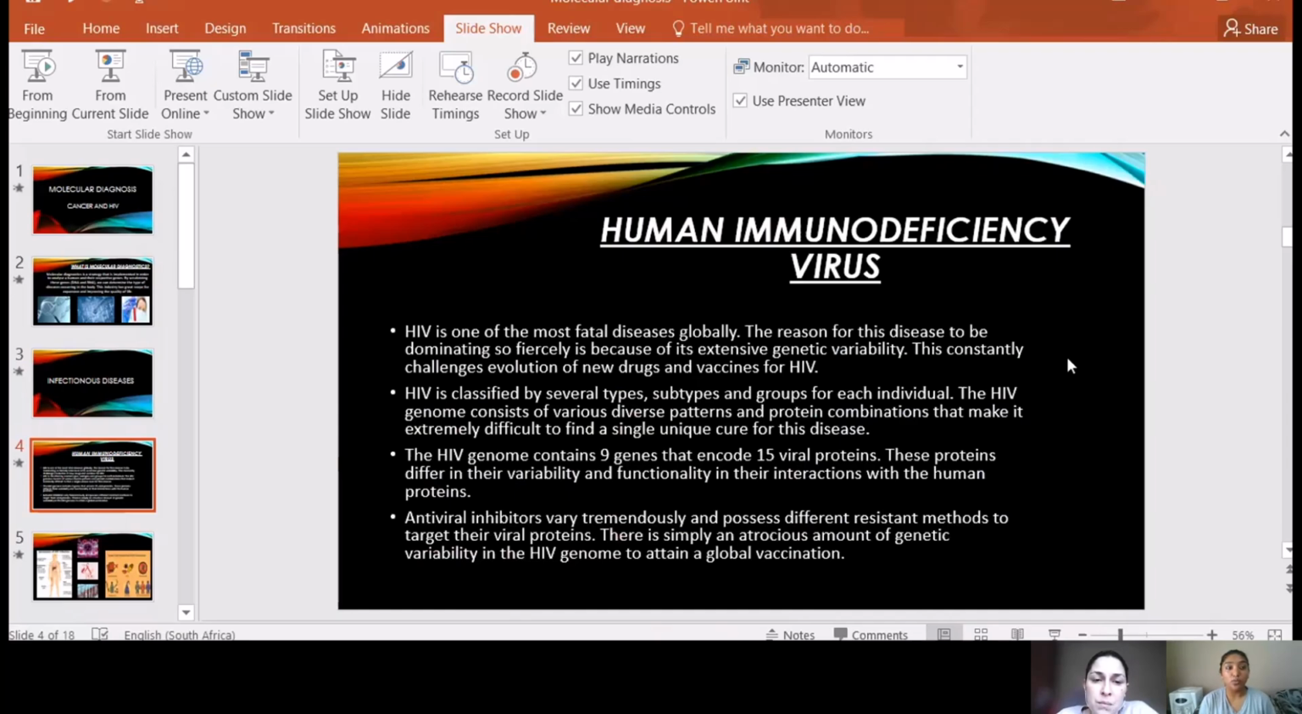HIV is when the immune system cannot defend against outside infections for the body. And sooner or later, AIDS starts to develop if the immune system cannot handle it.